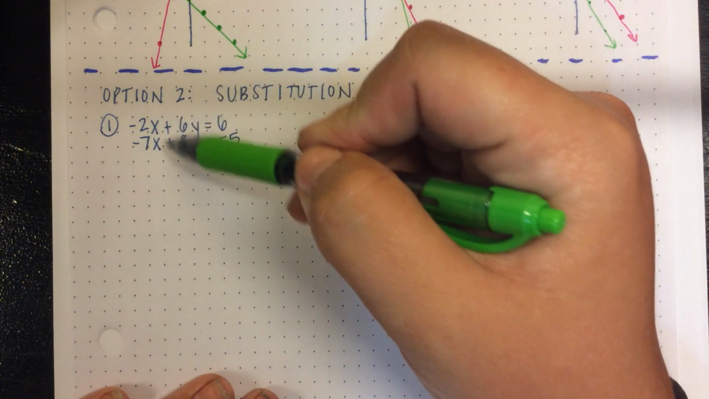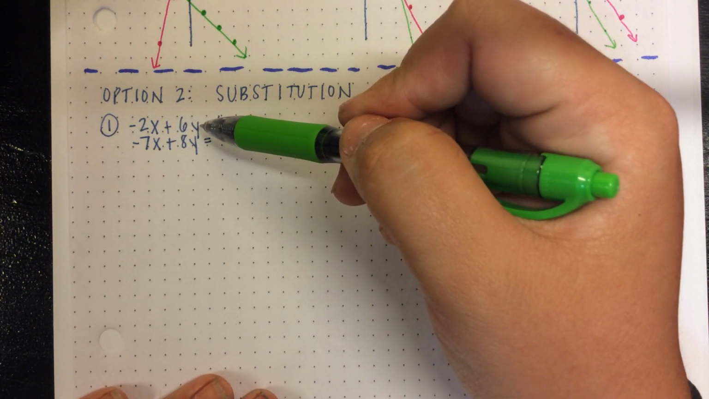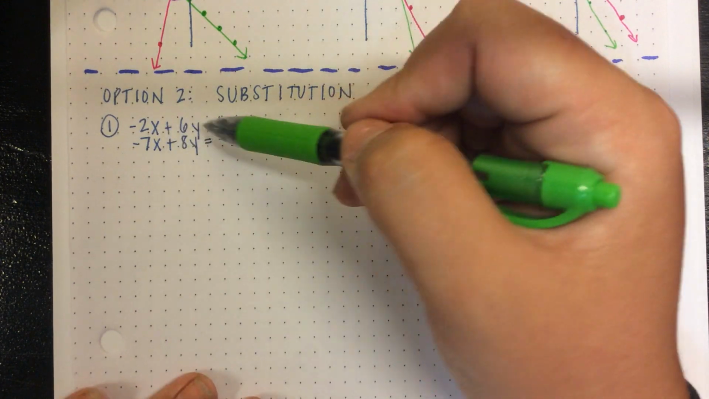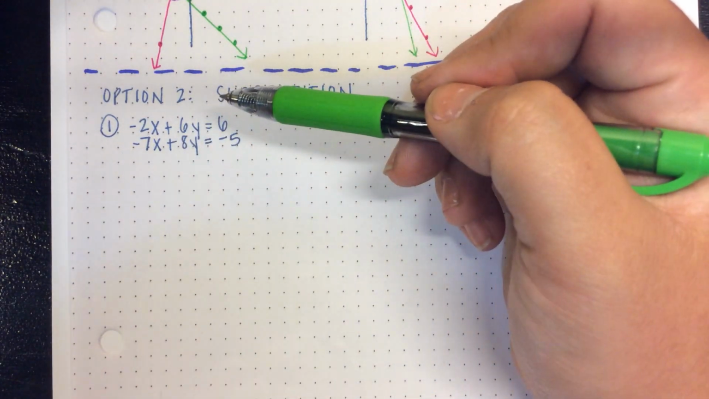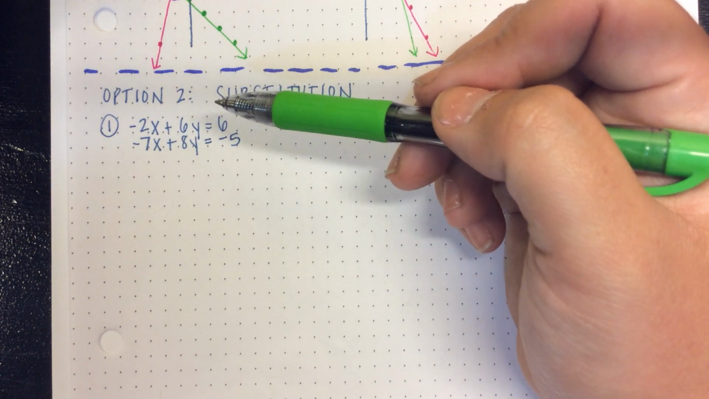Like right now, I can't solve for x or y to get down to a number. I can't figure out what x and y equal because there's two variables in there. So what we do is we pick one variable to isolate, to get it by itself, and then I'm going to plug it into the other equation.